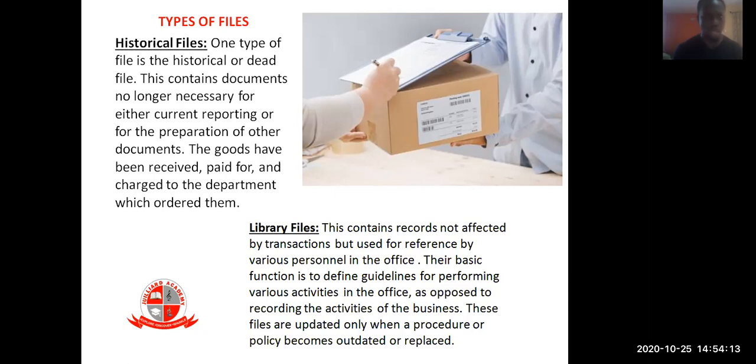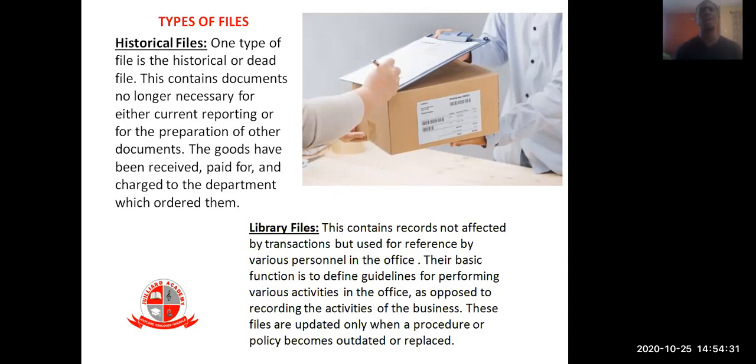You can see just by the image right there showing somebody receiving the goods and the receipts. So for what we have on the screen, this contains documents no longer necessary for either current reporting or for creation of other documents. You don't need these documents anymore. These goods have been received, paid for, and charged to the department which ordered them. These are historical files.